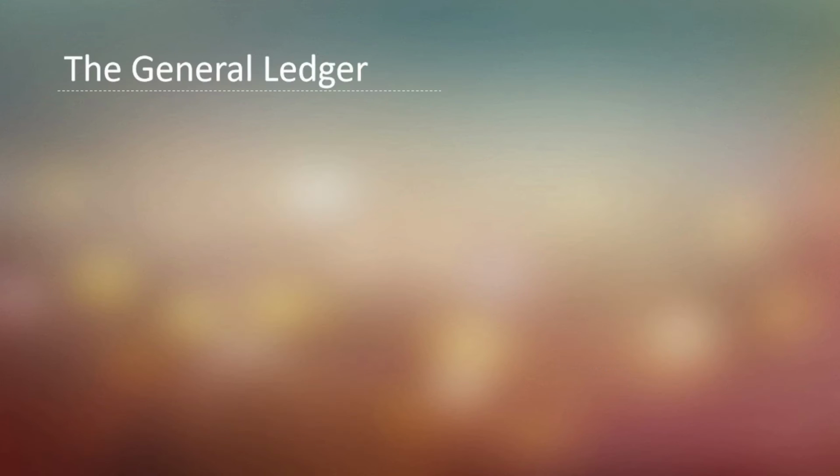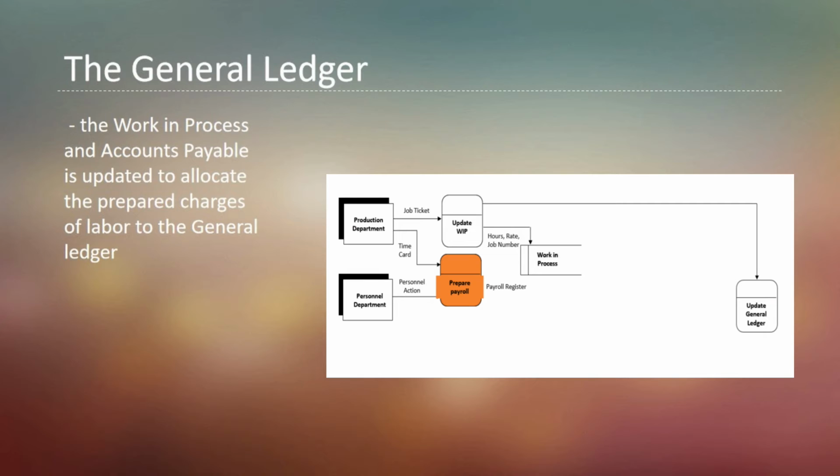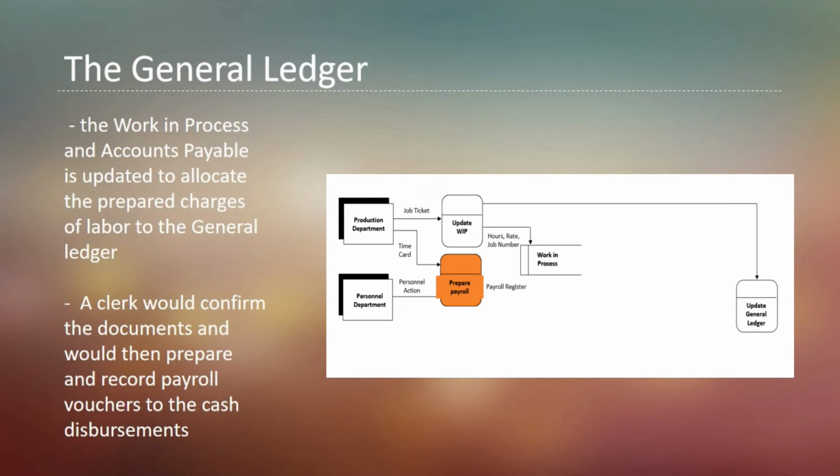After this, the work in process account is updated to allocate the prepared charges of labor, then forwarded to the general ledger, followed by accounting for the accounts payable to register payroll charges. A clerk would confirm the documents received and would then prepare and record payroll vouchers to the cash disbursements, which would then be accounted in the general ledger.